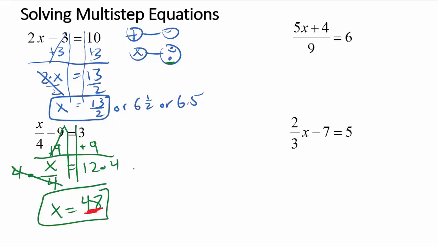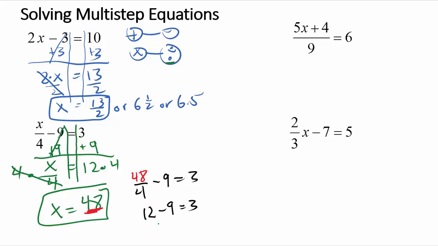If I plug the 48 back in for x, we'll do 48, and then I'll bring everything else here down. 48 divided by 4 minus 9 should be equal to 3. So if I take 48 divided by 4 and subtract 9, I should get 3. Let's check it out here. 48 divided by 4 is 12.